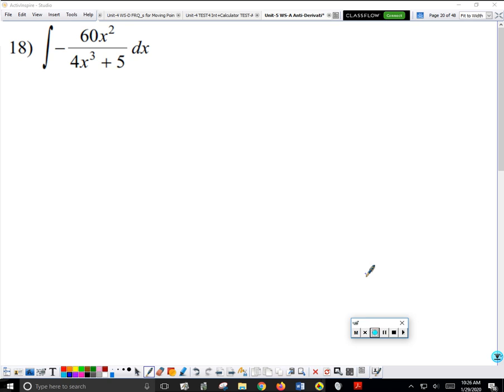So the first thing I'm going to do is pull out the multiplying constant. So I rewrite it like this. This is equal to negative 60 times the antiderivative of x squared divided by 4x cubed plus 5.